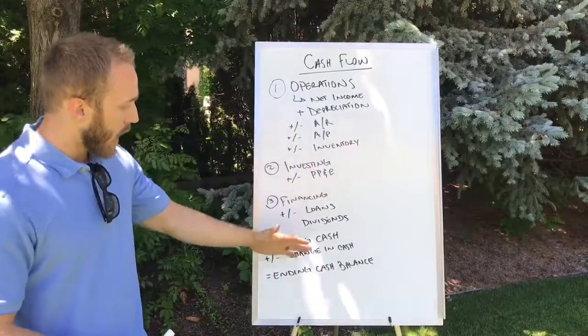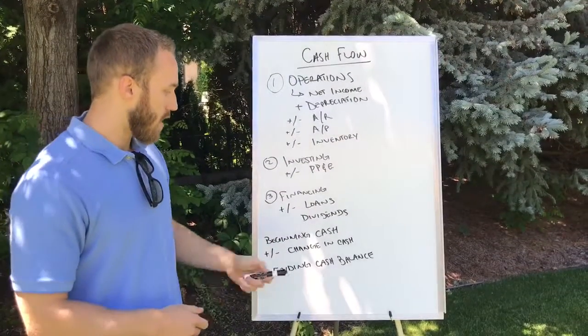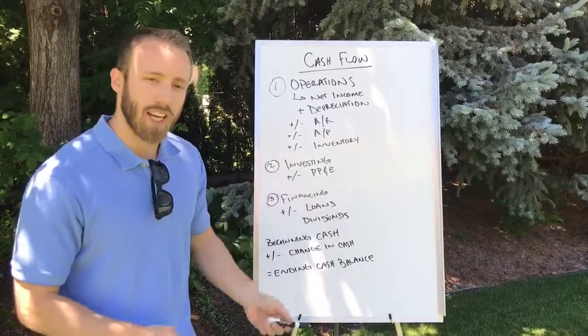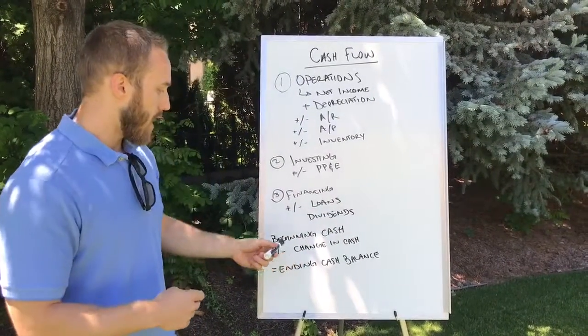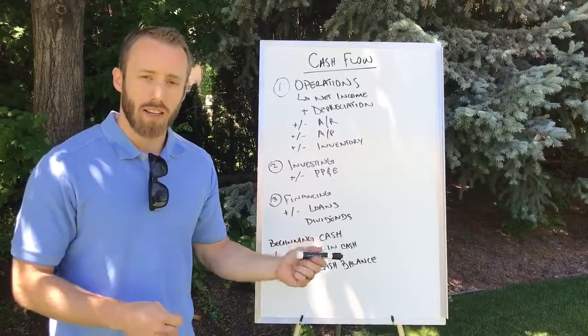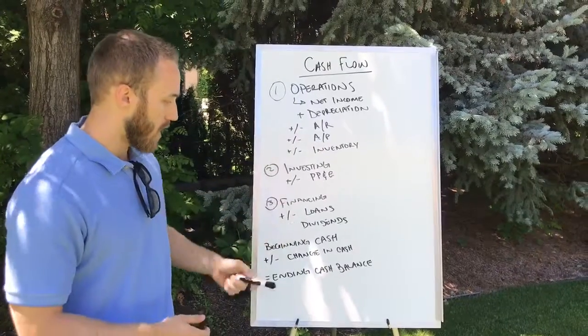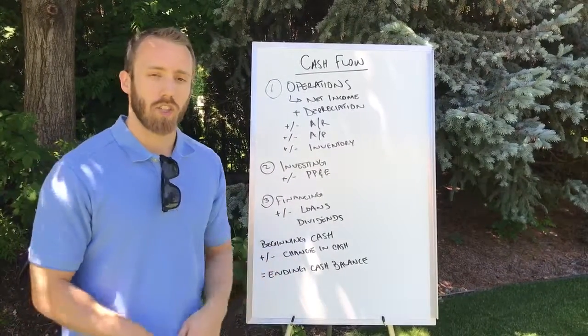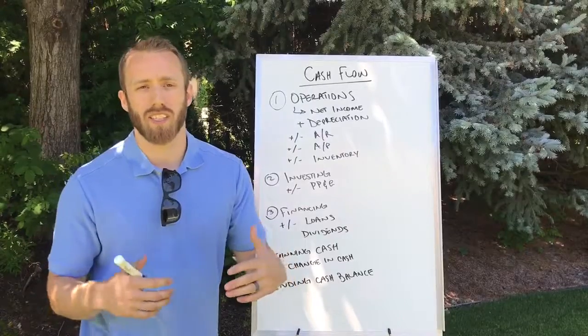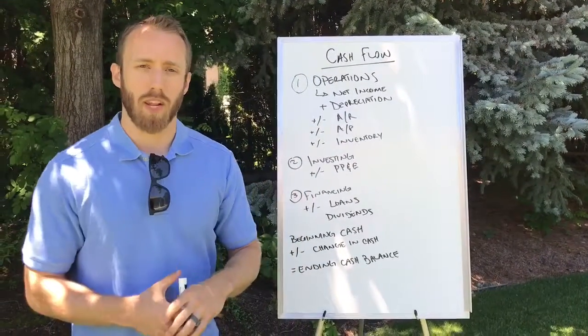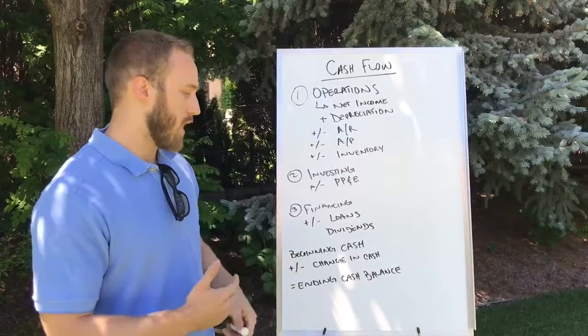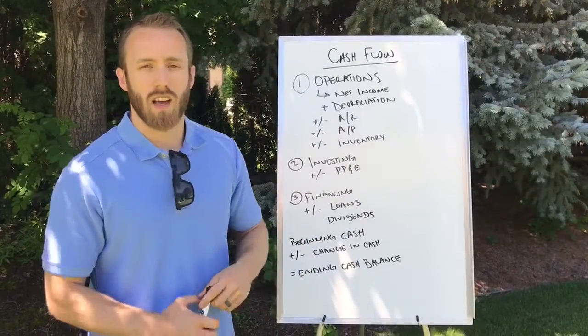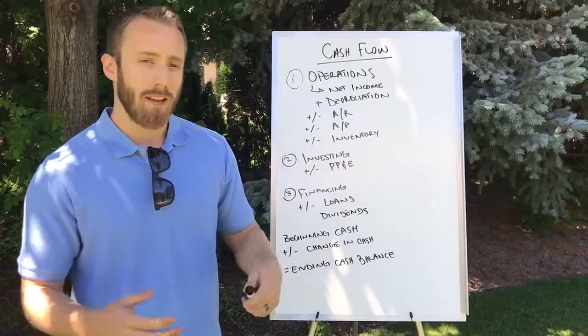And then we come down to the bottom of our statement here. We can then take the beginning cash from the beginning of the period, either add or subtract the change in our cash from our equation here, and then we have our ending cash balance, which should match the cash balance on our balance sheet for the company. So this is a very general way that we can track the cash flows for the business and where the cash is going.